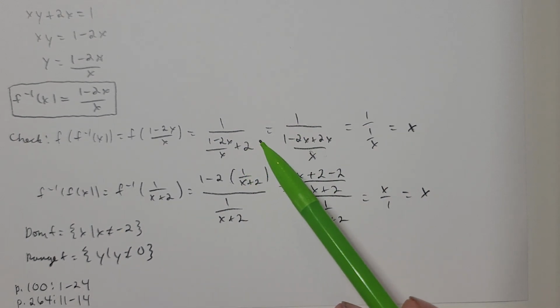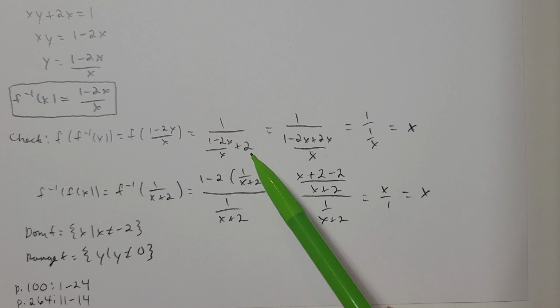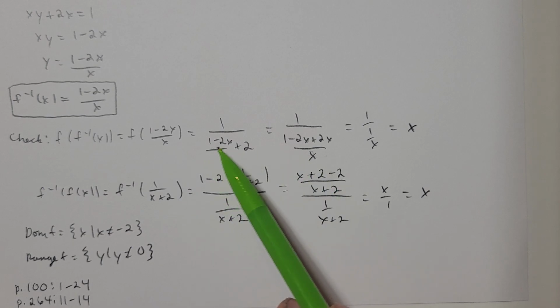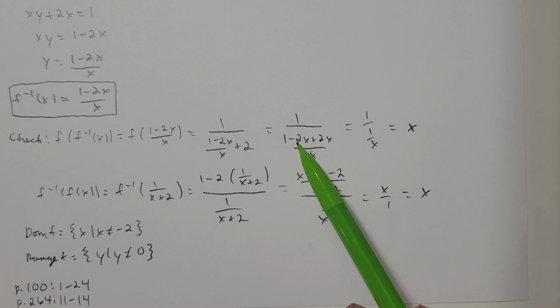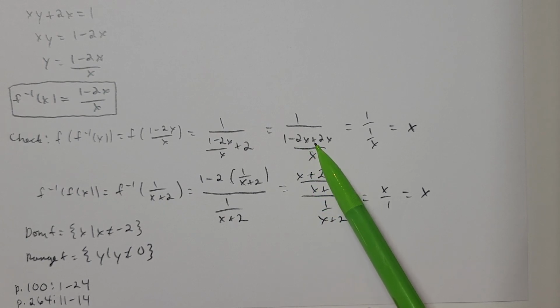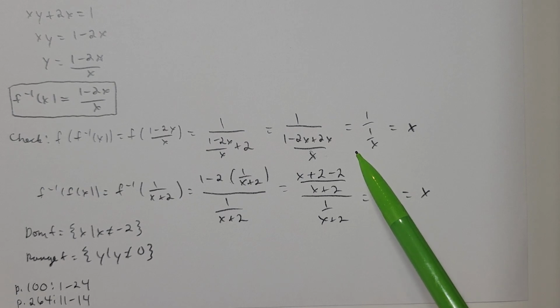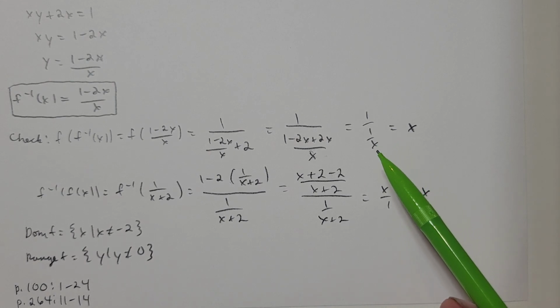Well, 2 is the same as 2x over x, so I've got my common denominator of x. And if I get a single fraction out of that, I've got 1 minus 2x plus 2x. Negative 2x plus 2x is 0. So I'm looking at 1 divided by 1 over x. And because I'm dividing by a fraction, I'll flip the denominator. This is the same as x over 1, or just x.